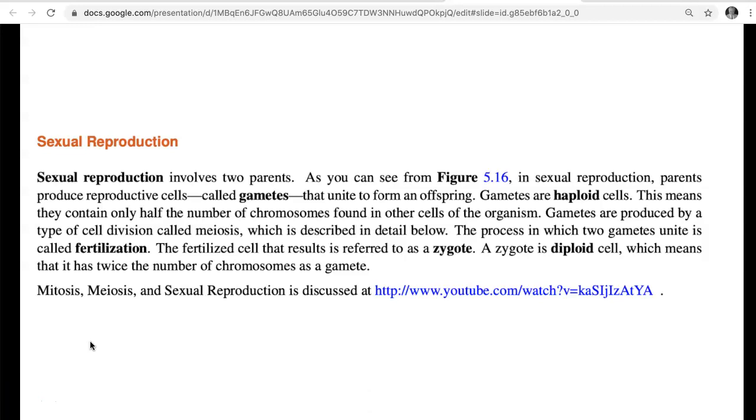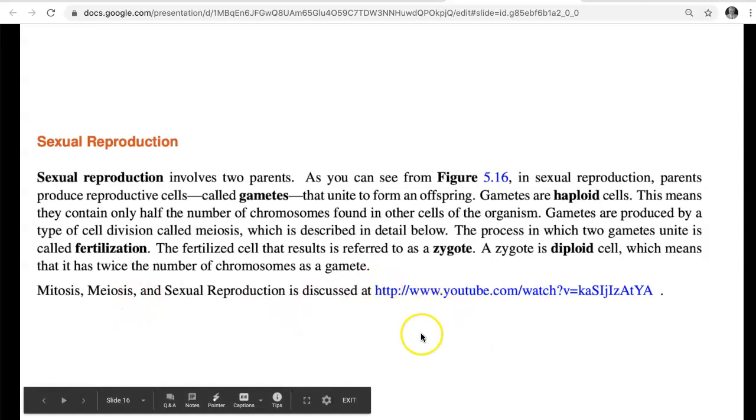In sexual reproduction, parents produce reproductive cells called gametes. So in human beings, if you're a guy, you're producing gametes, which are called sperm, and if you're a girl, you're producing gametes which are called eggs. And both of these gametes are haploid cells, and that means they have only half the number of chromosomes. So this is why we want our reproductive cells to have half the number of chromosomes, because when they come together to form that first cell which is referred to as a zygote, they will have pairs of chromosomes. They will have, in the case of a human being, 23 pairs of chromosomes.